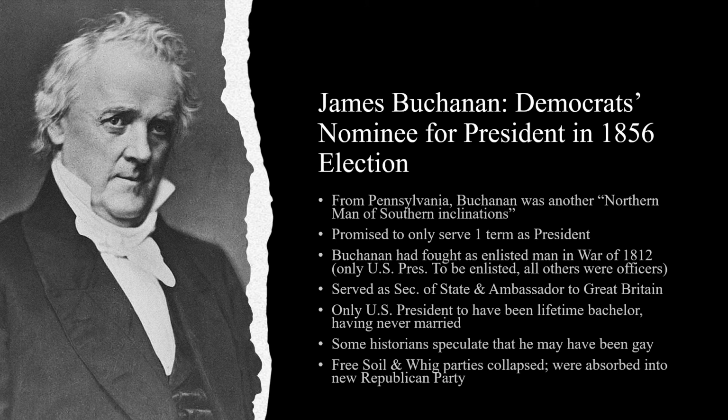Like his predecessor, Pierce, Buchanan was a quote-unquote northern man of southern inclinations. Buchanan had helped to broker the Ostend Manifesto during his time as ambassador. And Buchanan supported popular sovereignty, believing that slavery should be allowed to expand into the West. Buchanan also promised to only serve 1 term as president.